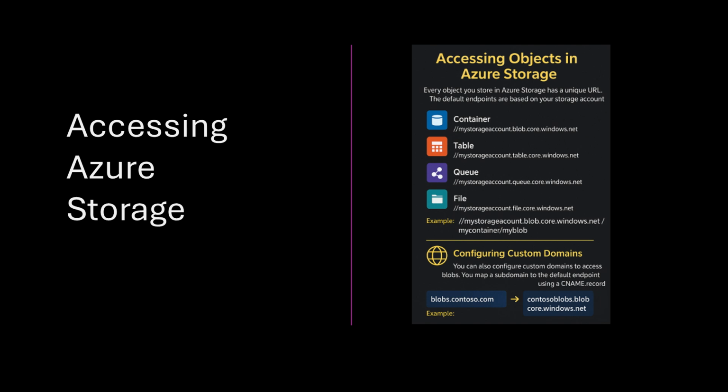Every storage account you create has a name, and that name becomes the subdomain in the URL. Azure then appends a domain name that varies by service, whether you're using blob storage, table storage, queue storage, or file storage. You can see the endpoint's name on the screen if the storage account is named MyStorageAccount.